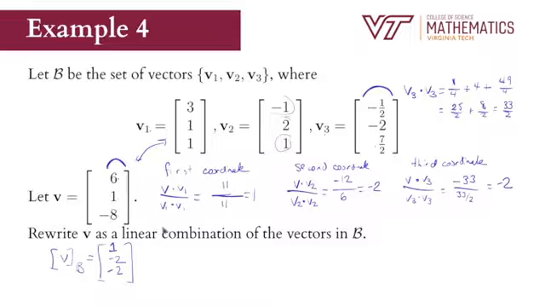And so what that says is that the vector v, now we're going to write this as a linear combination, is 1, the weight 1 times the first vector, minus 2 times the second vector, minus 2 times the third vector.